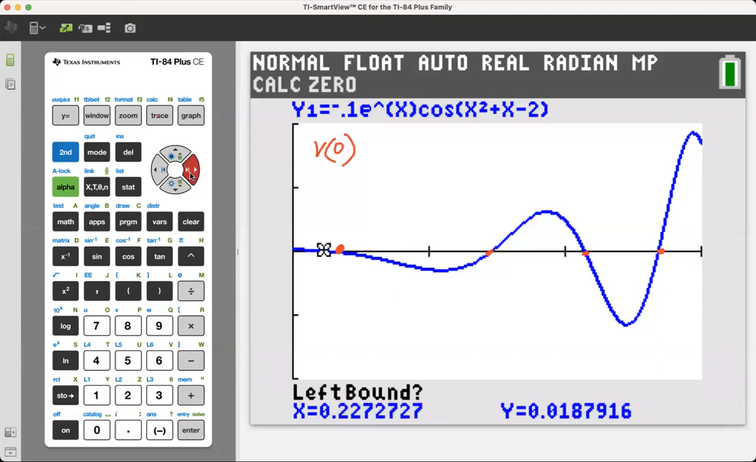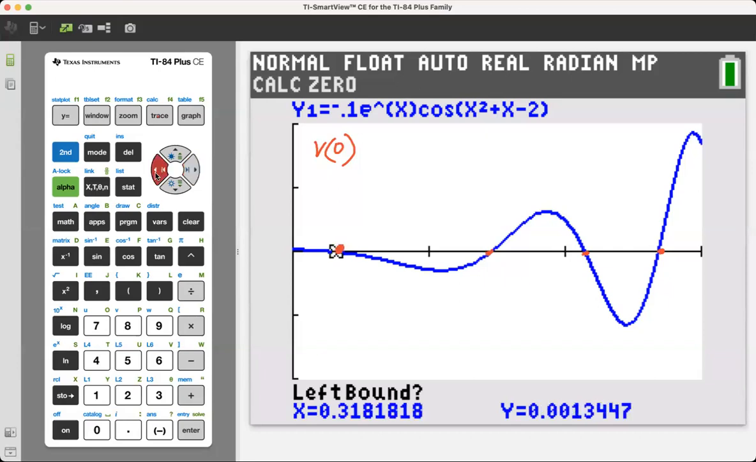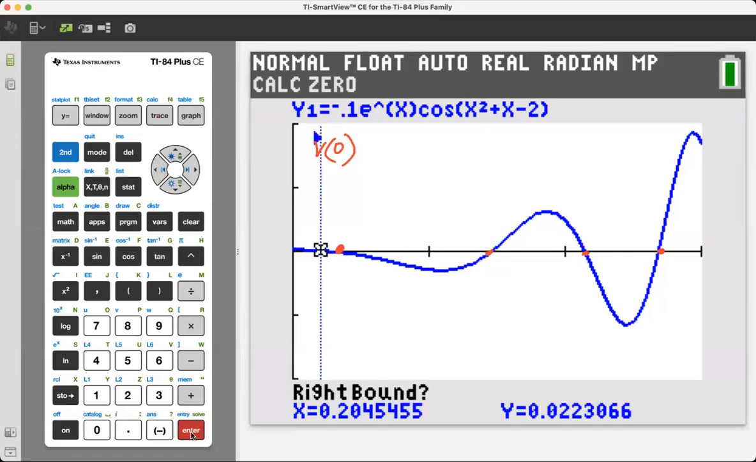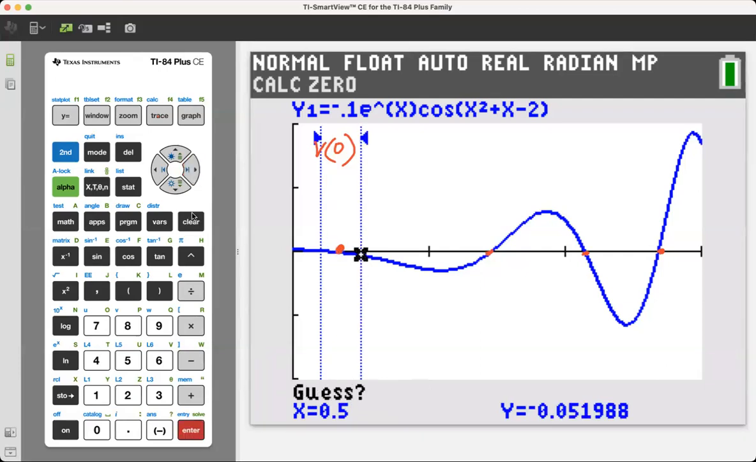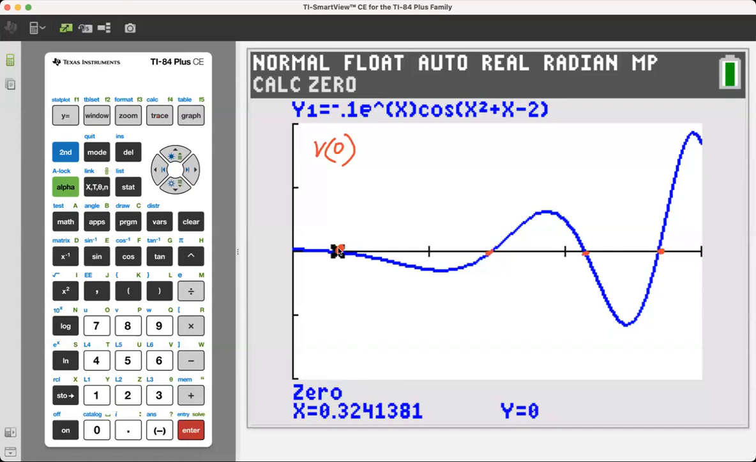okay, I want to approach this intersection, but the left bound means I have to be to the left of the intersection between the blue curve and the x-axis. So the left bound, that looks fine, enter. The right bound, I have to hit the right cursor so I'm clearly to the right of that x-intercept. Hit enter. Guess really doesn't matter too much. You can try to put the cursor right on where you think it should be. Enter. And then lo and behold, there is your 0 or x-intercept at a time of 0.324.